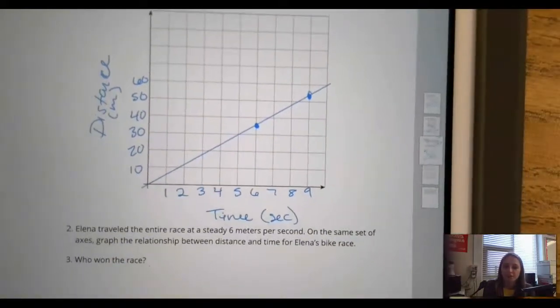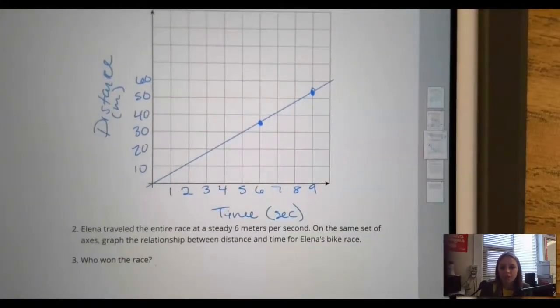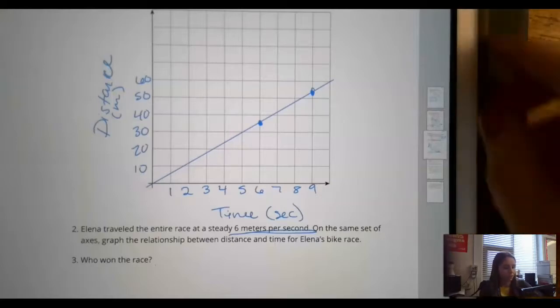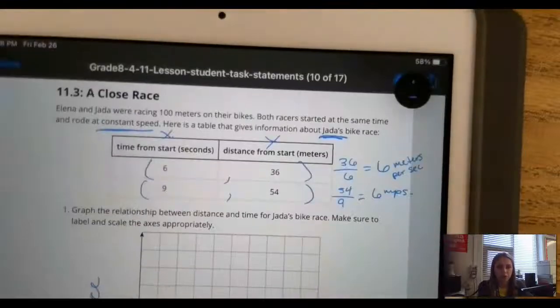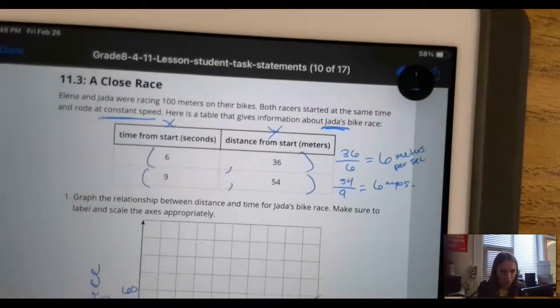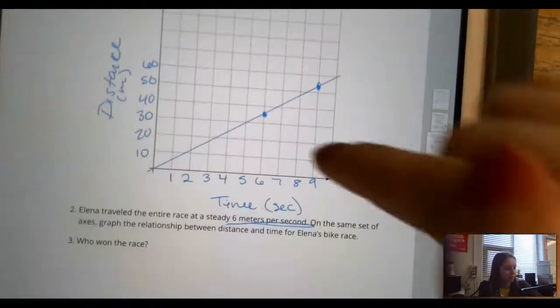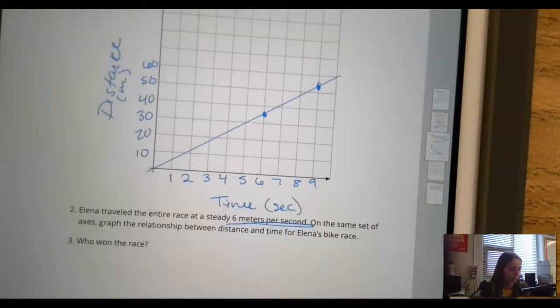Alright, so now it says Elena traveled the entire race at a steady 6 meters per second. On the same set of axes, graph the relationship between the distance and time for Elena's bike race. Well, if they did the exact same distance, and up here we know that Jada rode at a constant speed of 6 meters per minute, or second, my bad. And they just said that Elena did the entire race at 6 meters per second as well. Wouldn't that mean that they just tie?